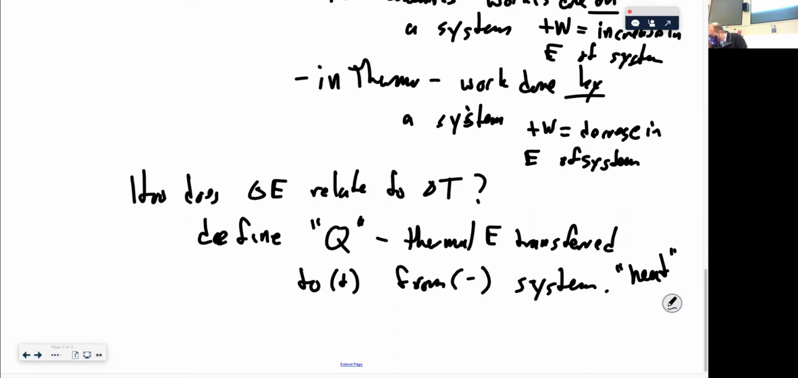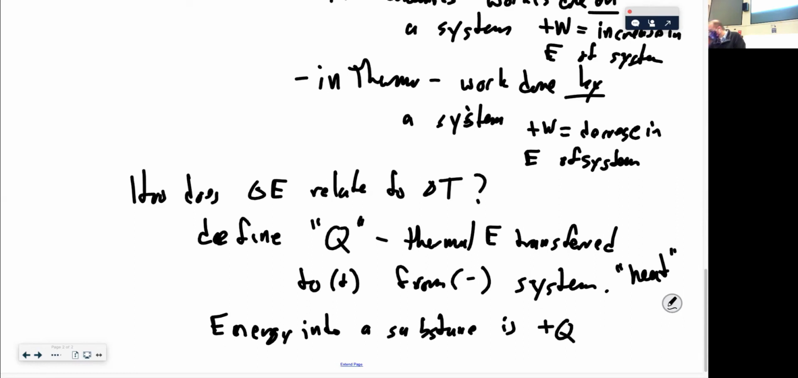Okay, so energy into a substance. I've already talked about that. I'll write it down anyway. Energy into a substance is plus Q. So my Q is going to be positive if I leave my ice cream out on the counter and let it heat up. My Q is going to be negative if I take my hot cup of coffee and set it on the counter and let it cool off.